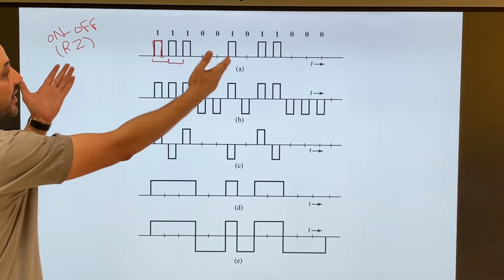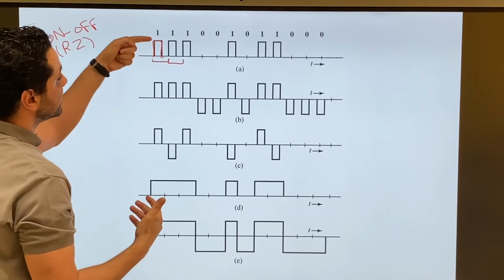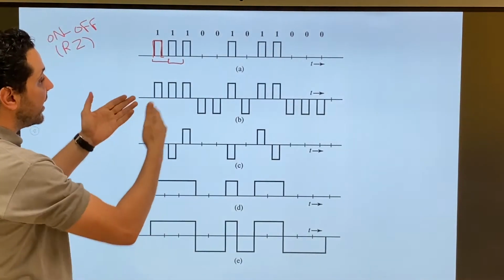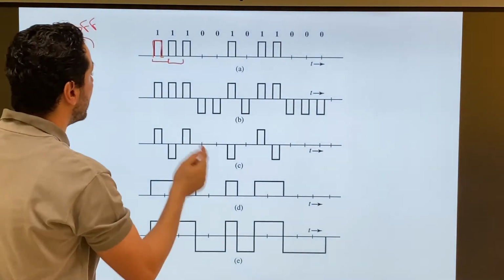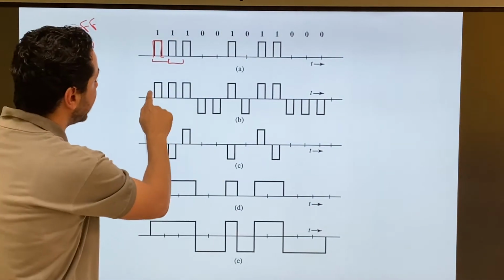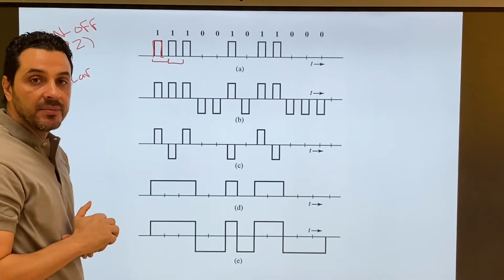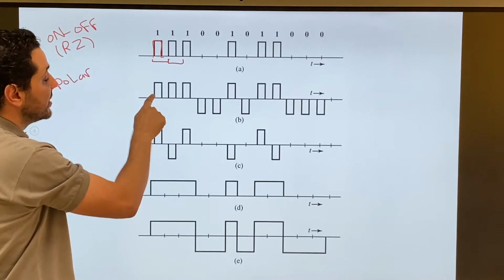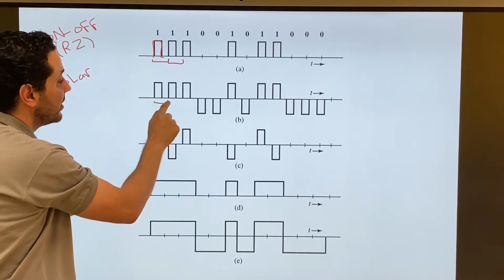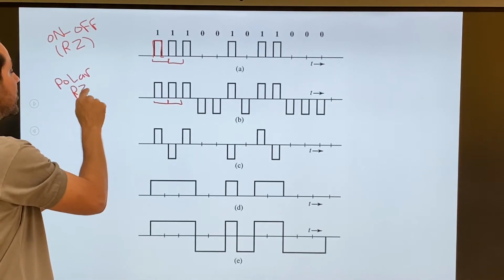Okay, so the first scheme is called on-off return to 0, where binary 1 is represented by a positive pulse, binary 0 is represented by no pulse. Another famous scheme is called the polar, where we represent the binary 1 by a positive pulse and the binary 0 by a negative pulse. And again, because the pulses go to 0 in the middle of the period, we call it polar return to 0.